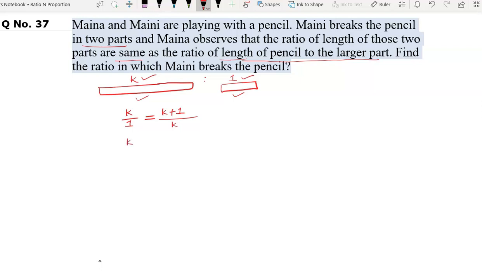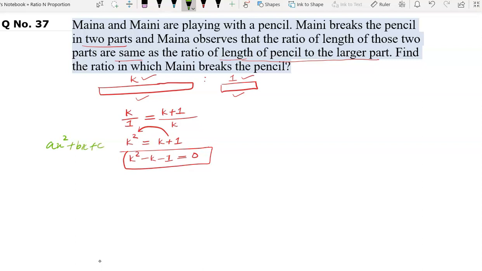Now if we solve this equation, we will get k square is equal to k plus 1. If we take this to the left side, this will be k square minus k minus 1 is equal to 0. Now if we look at this equation, this is a quadratic equation, the standard form of quadratic equation. And if we look at the quadratic equation, it's ax square plus bx plus c is equal to 0.